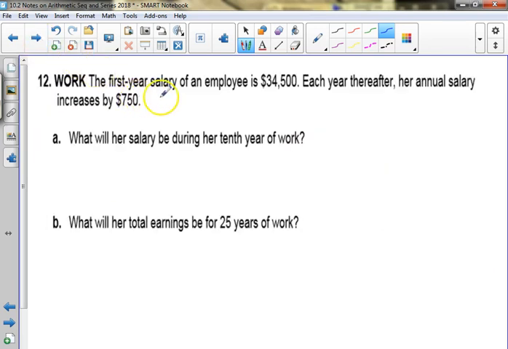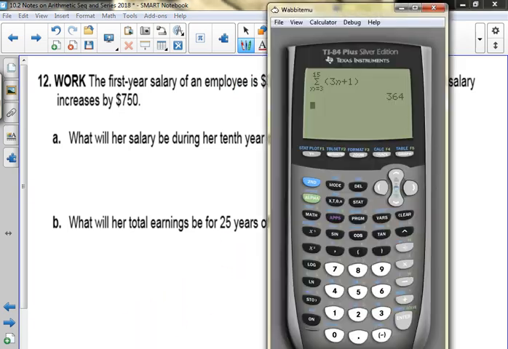The first year salary of an employee is $34,500. Each year thereafter, her annual salary increases by $750. What will her salary be during her 10th year of work? This is one of those where you could decide, is this year 0 or year 1? Okay. Let's do it on our calculator for fun. See if we remember how to use this. Can you put your calculator in sequence mode? This wouldn't be a question you would need a calculator for, but let's do it for fun.